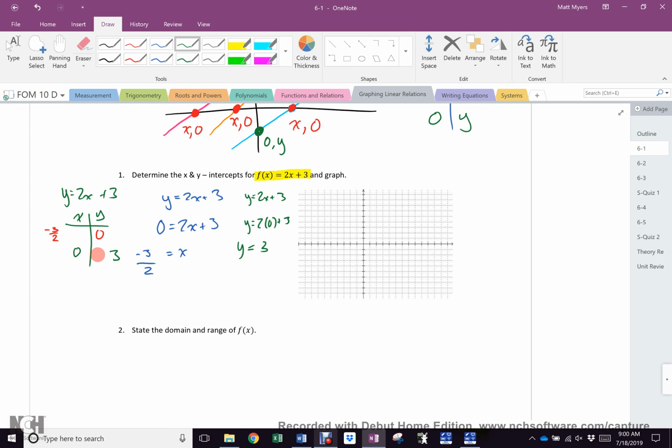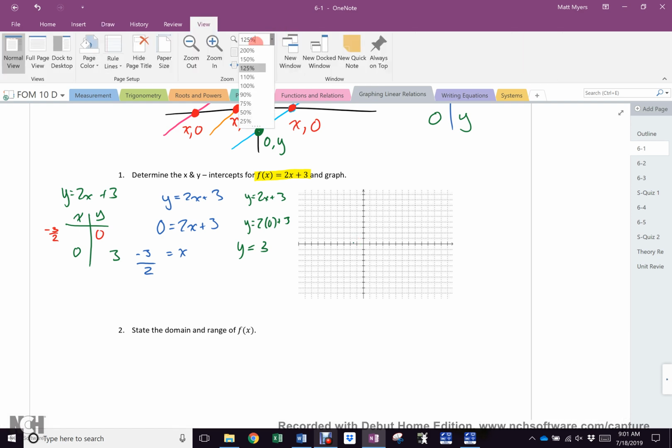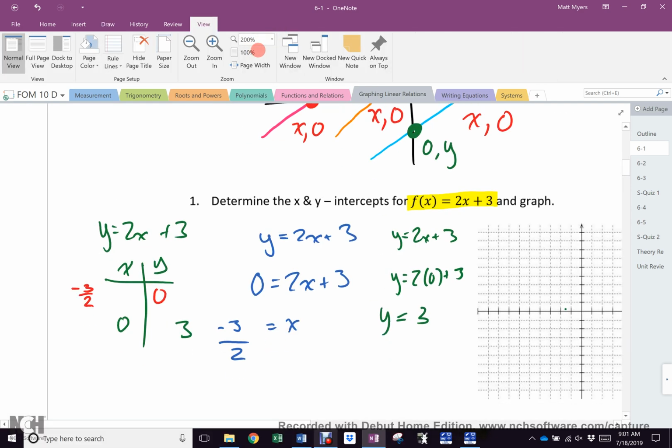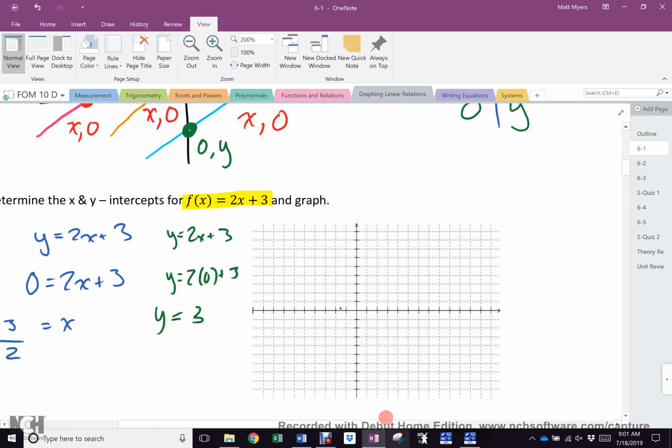Because it's a fraction, I have two options. One, I could go out to 1 1/2, and I could put the dot right there, halfway between 1 and 2. It's really hard to see because I've made it so small. But I could put my dot right there, halfway between 1 and 2, couldn't I? Right? That's one option. A better option, the option that you should take, is this one.